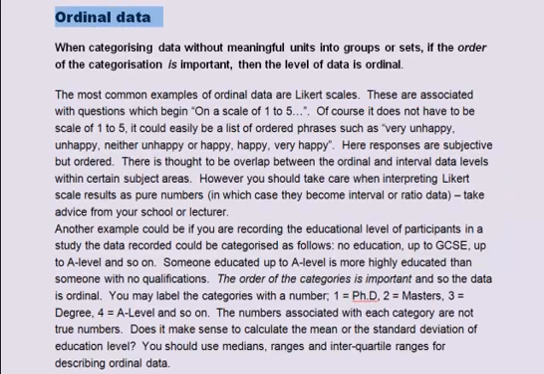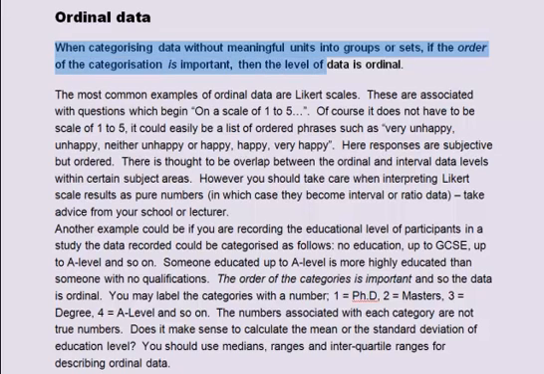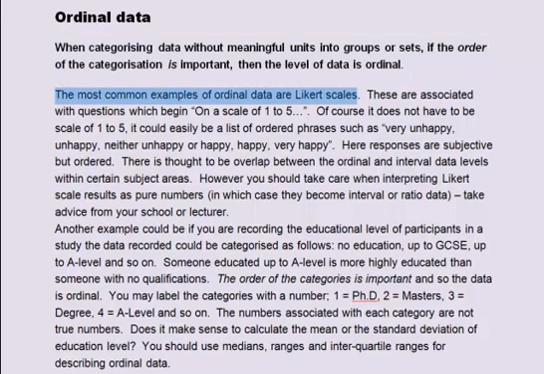Ordinal data. When categorising data without meaningful units into groups or sets, if the order of the categorisation is important, then the level of data is ordinal. The most common examples of ordinal data are Likert scales. These are associated with questions which begin, on a scale of 1 to 5. Of course, it does not have to be a scale of 1 to 5. It could easily be a list of ordered phrases such as very unhappy, unhappy, neither happy or unhappy, happy, very happy. Here responses are subjective but ordered.